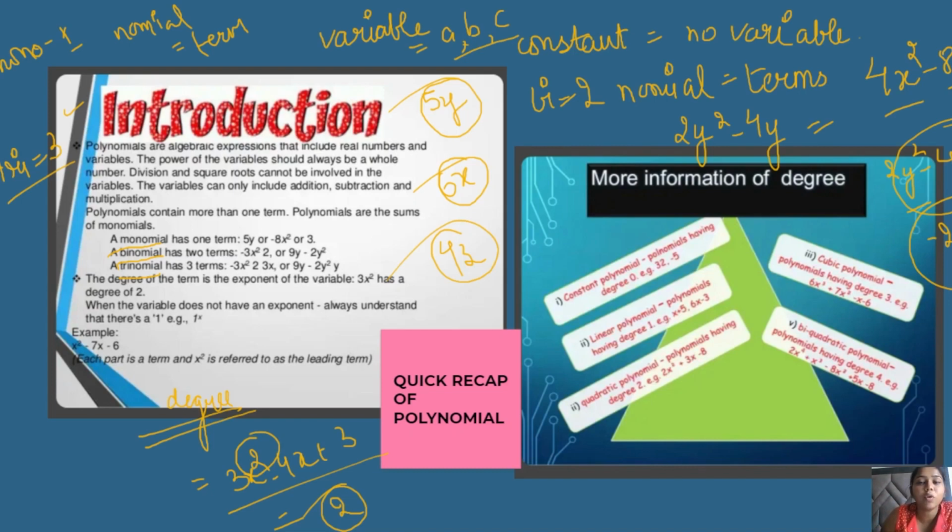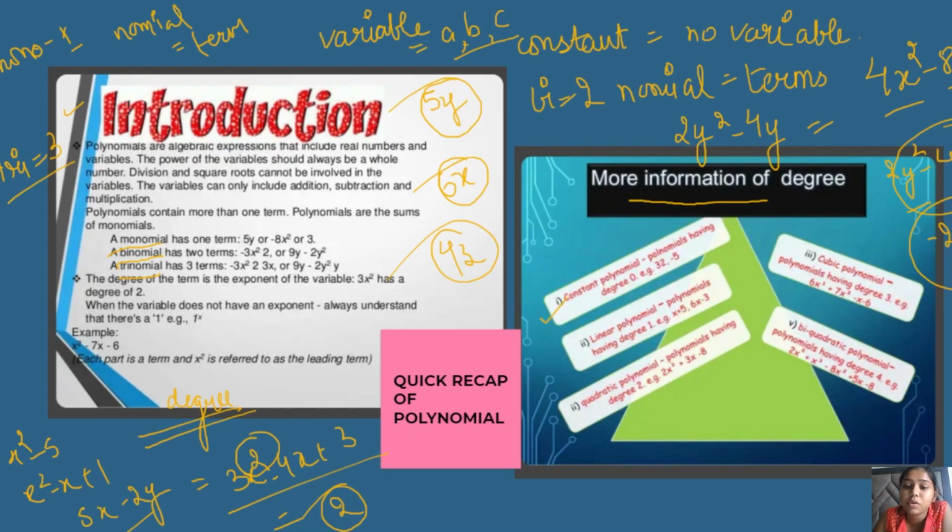right? Now, what are the examples of polynomial? I already told you the examples of polynomials, like x square minus 5, x square minus x plus 1, 5x minus 2y. These all are polynomials, right? Now, more information for the degree. Depending upon the degree of the equation, the polynomials can be of different types.